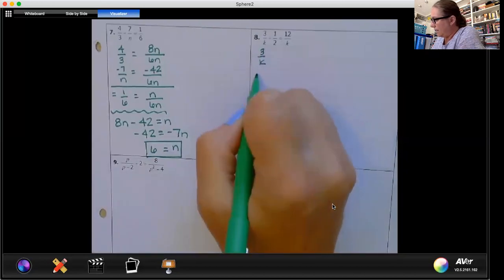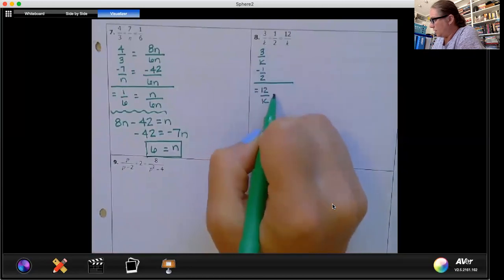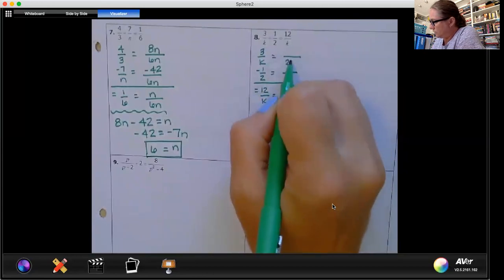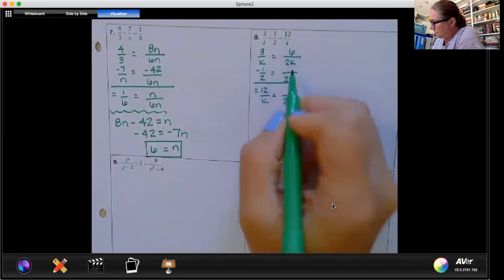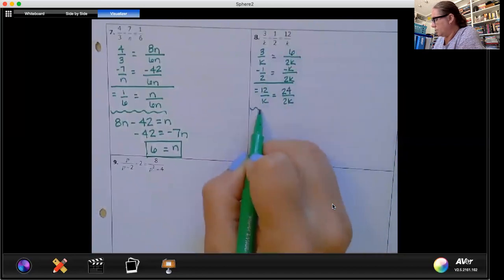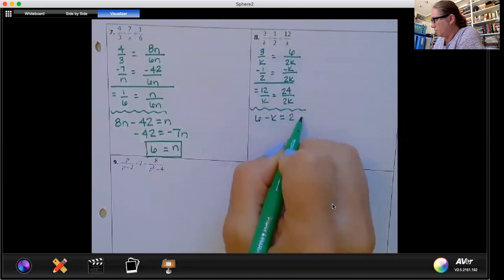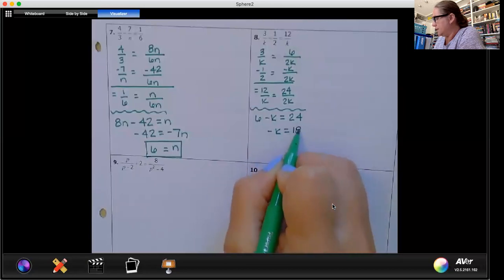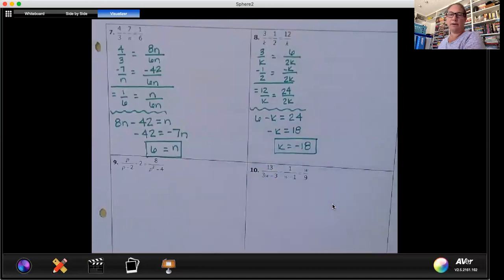3 over k minus 1 over 2 equals 12 over k. I hope you can clearly see what the common denominator is here, 2k. So times 2 times k and times 2. And your equation is 6 minus k equals 24. So negative k is 18, k is negative 18. That will not make my denominator 0.